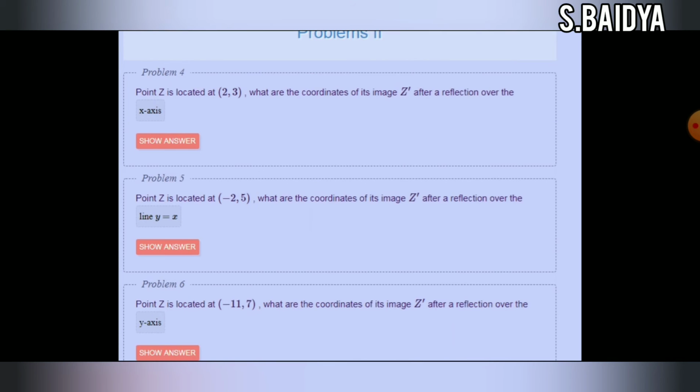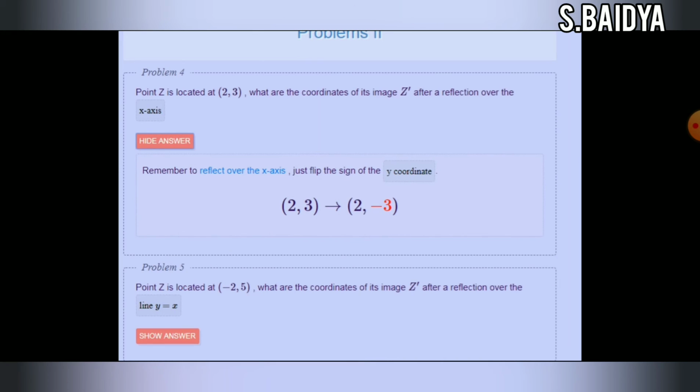Here I am giving some more problems related to reflection. I think students can understand and they can solve it easily. The problem 4. Point Z is located at the point (2, 3). What are the coordinates of its image Z dash after reflection over x-axis? The answer is (2, minus 3), since you just flip the sign of y coordinate.